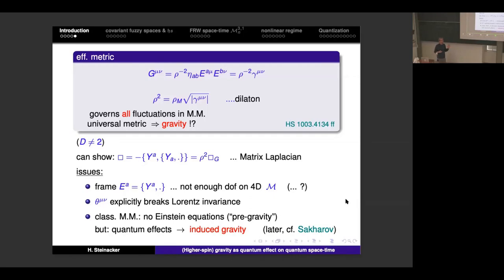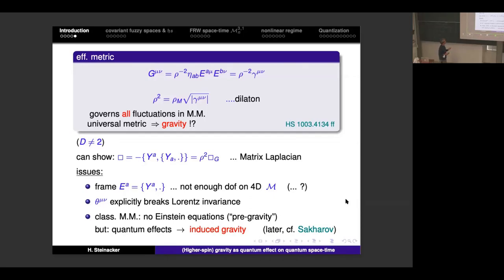But I don't think this is the right way of thinking of it. And we'll have a different solution to this issue, and that'll be the next slide. The other issue is, of course, well, you have a Poisson structure or a symplectic structure on this space-time, and that obviously breaks Lorentz invariance, and that's dangerous.